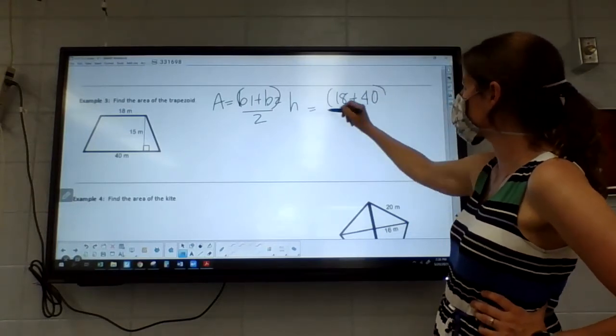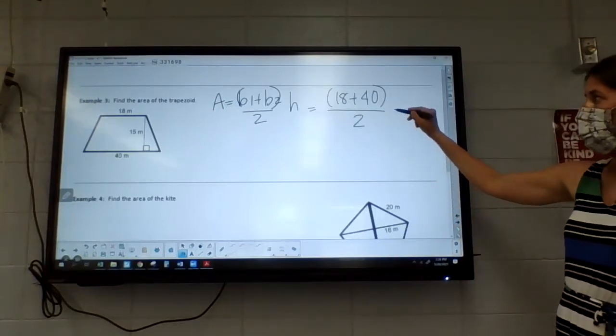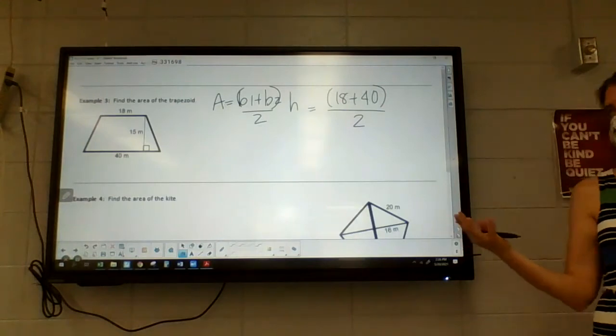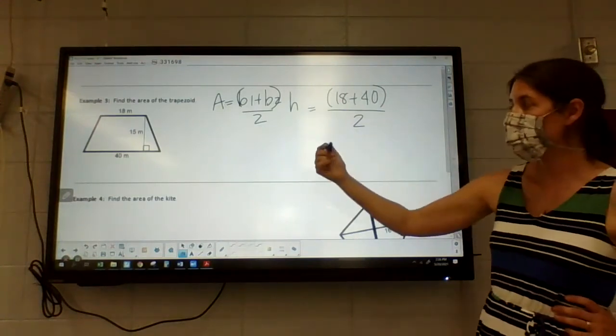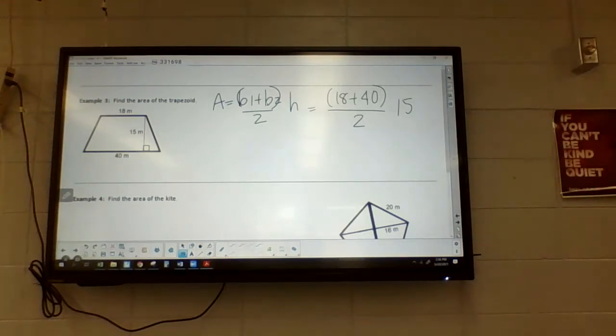Now again, if it helps to put parentheses around that so you don't forget, you're going to add it together first, then you're going to multiply by 2, then you're going to multiply by the height. And the height in this case is 15. So all the information's there for us, we have all the pieces we need.